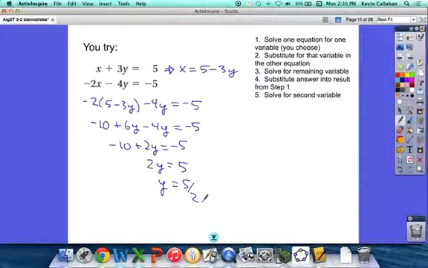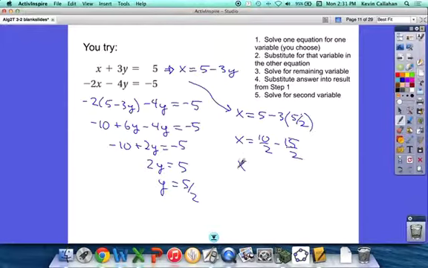And then what do I do with that 5 halves? Yeah, remember the result from step 1 is the perfect place to find the other variable. So we say x equals 5 minus 3 times 5 halves. x equals 10 halves minus 15 halves. x equals negative 5 halves.